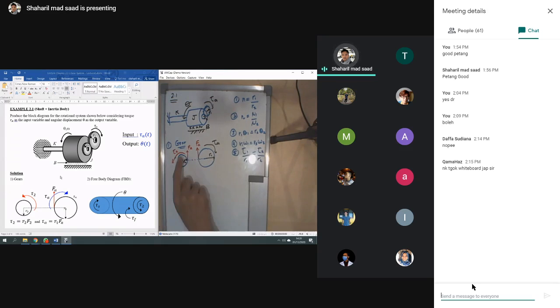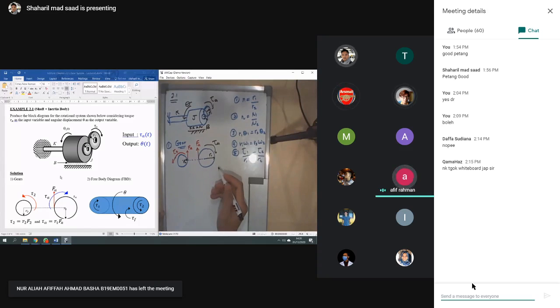Why does the torque move in this direction? Because the first gear, the input, will rotate clockwise, and of course the other gear will rotate anti-clockwise. So remember that the two need to rotate in opposite directions: one is clockwise, and the other is anti-clockwise. Is it clear? Yeah, clear.